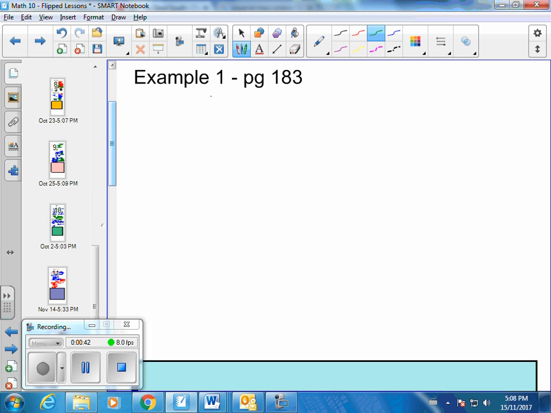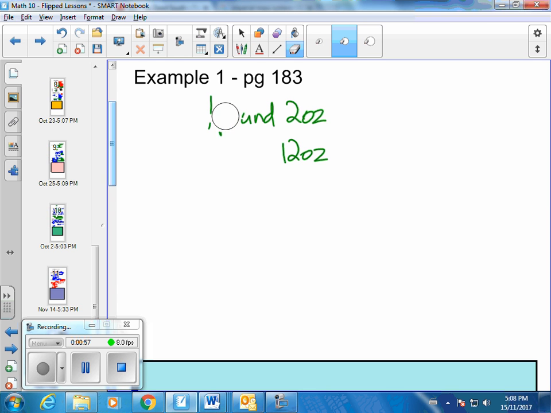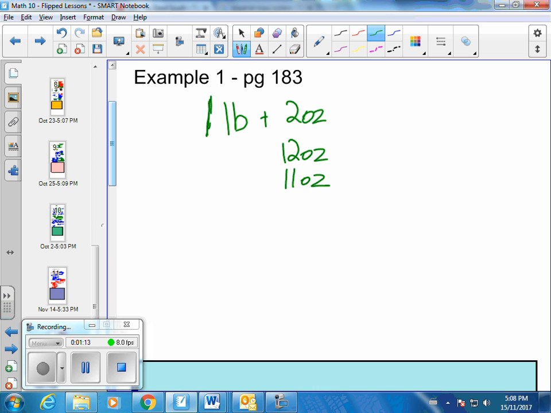So she has 1 pound, 2 ounces of Gruyere. I'm going to use the symbol for pound instead of the word, just to keep this simpler. So the symbol for pound, 1 lb and 2 ounces. The second one, they have just 12 ounces. And the other one is 11 ounces. And she needs to know what is the total.